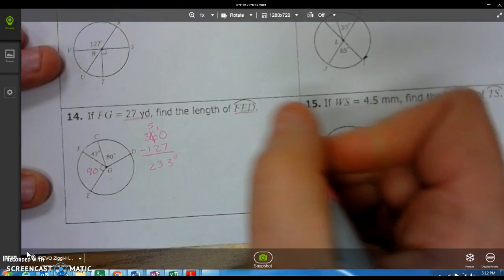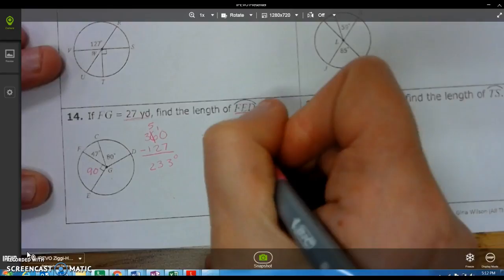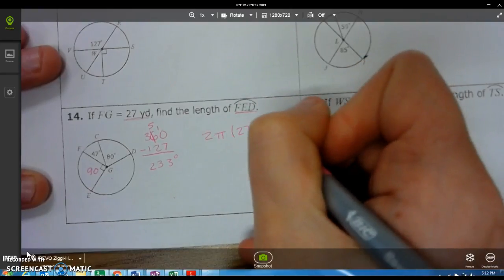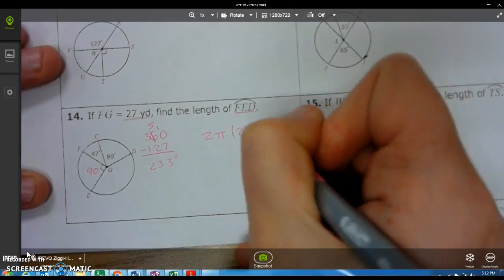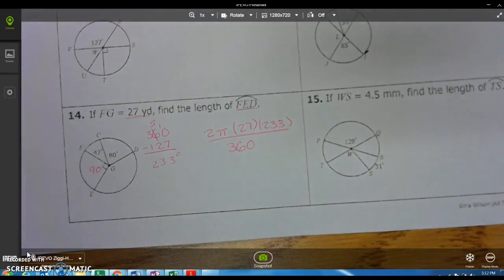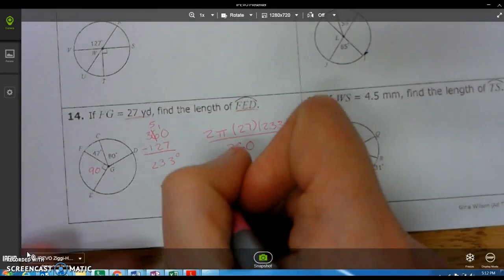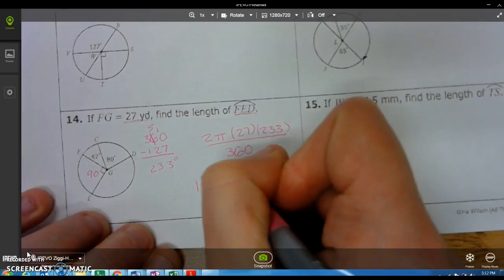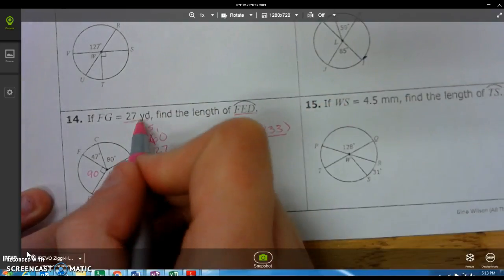And then I just start plugging in. So 2 pi 27, 233 over 360. We're going to put that in the calculator. 2 times pi times 27 times 233 divided by 360 is going to be 109.74. We're measuring yards.